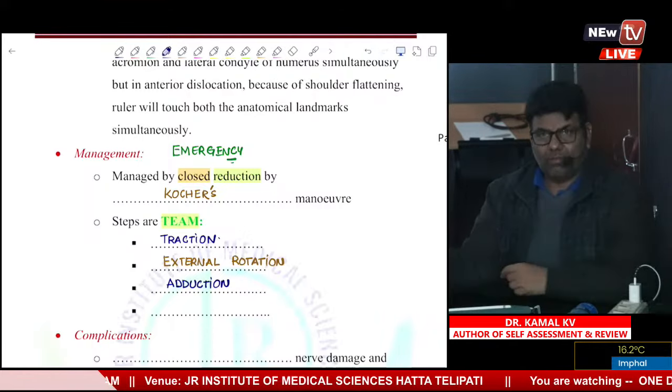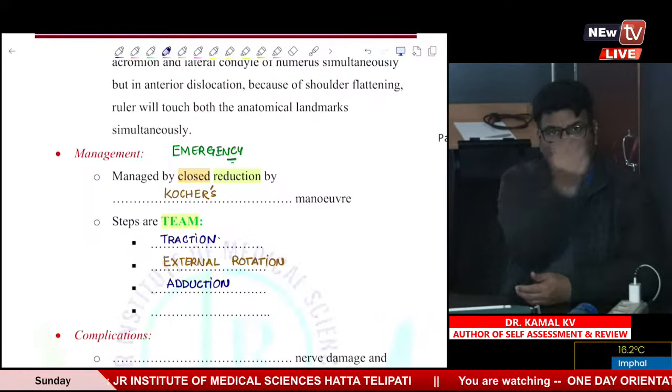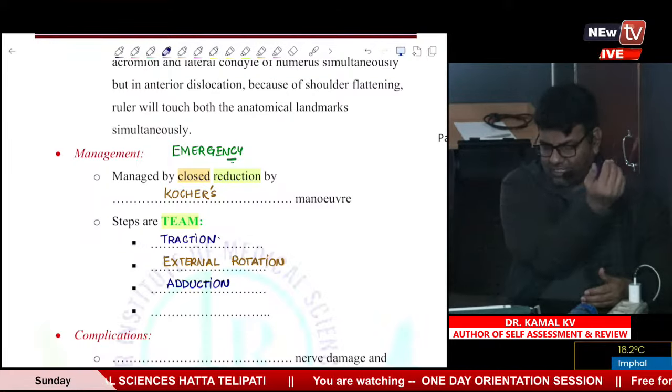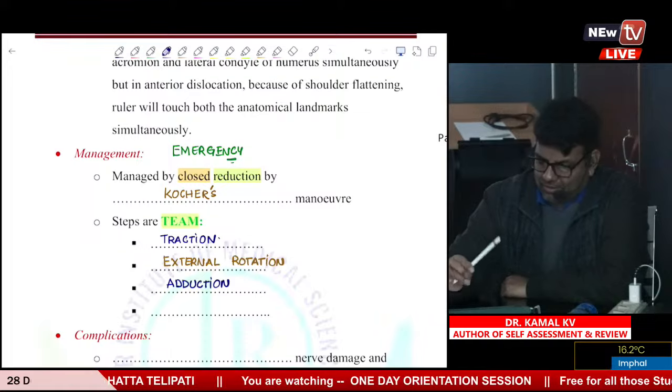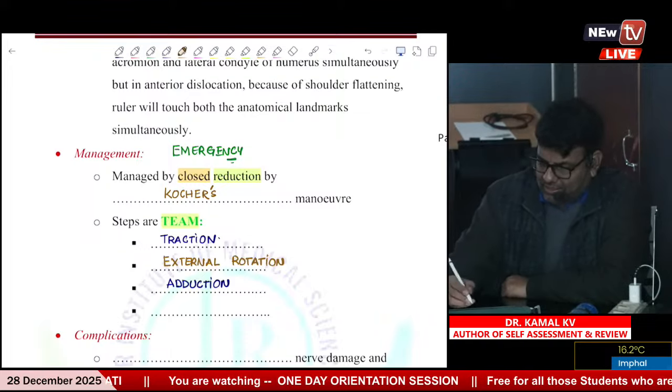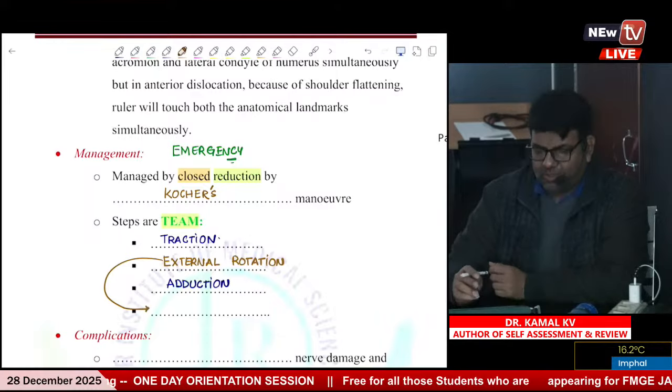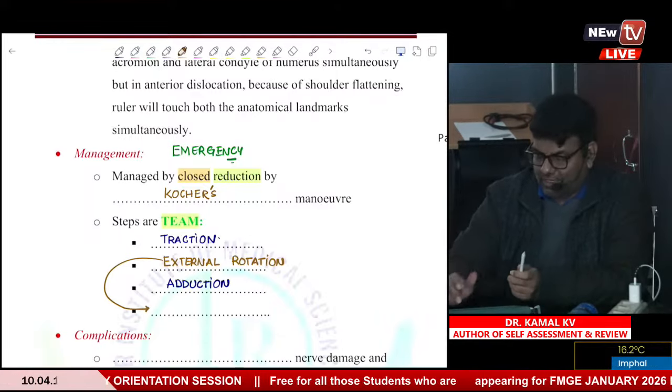Adduction means bringing the elbow to the midline, chest. So this is adduction. And after this, the last step is neutralization. So we have to neutralize this. So what is the opposite of external rotation?